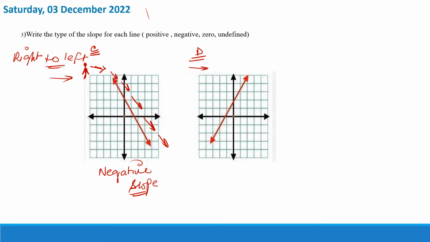Now next graph. Again you have to read the graph from left to right. What is happening? The graph is going up, right? The graph is increasing. So when the graph is increasing, it means it has a positive slope. So decreasing graph, negative slope; increasing graph, positive slope; vertical line, slope is undefined; horizontal line, slope is 0.